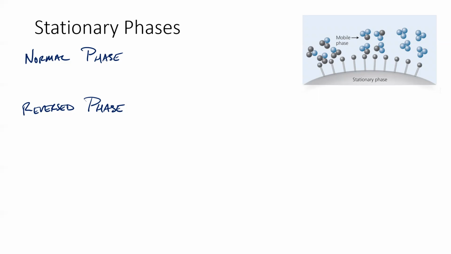And so normal is only normal because that's what they started with in the 1930s when this really became industrialized. And so they started with polar stationary phase and a nonpolar mobile phase.